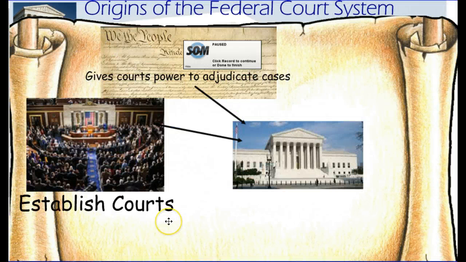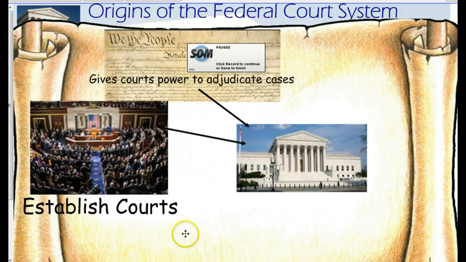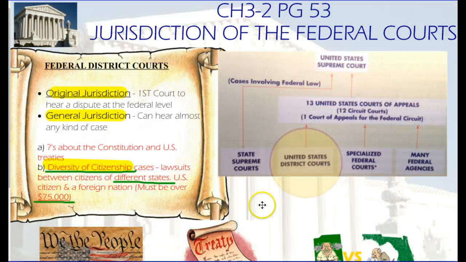So now the question comes down to who's in charge of what and who has the power to create these courts. The way it works is the Constitution gives the courts the power to adjudicate these cases, and Congress has the power to establish these courts. And adjudicate just means to make a formal judgment. Now, although we have all these different kinds of courts, they each can only hear a certain kind of case. So we have what we call jurisdiction. A court that has original jurisdiction is the first court to hear a dispute at the federal level. A court with general jurisdiction can pretty much hear any kind of case.